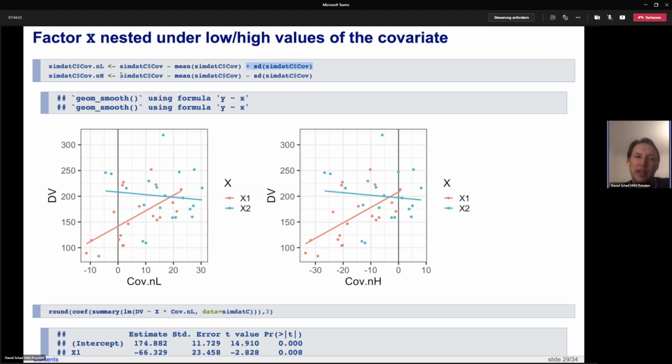And we can do the same. We can take the covariate, subtract the mean, but now subtract one standard deviation of the covariate. Now we move everything a bit to the left. And now the 0 point is at values for subjects with an IQ 1 standard deviation larger than the mean. And we have stored this as NL and nested under low IQ and nested under high IQ.